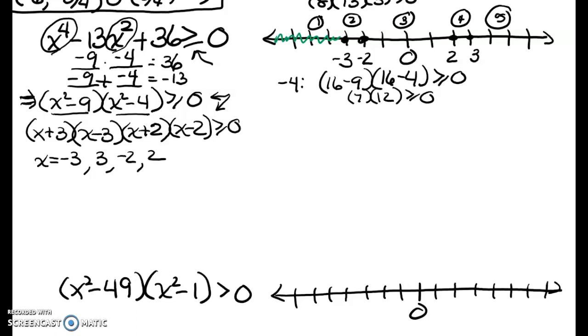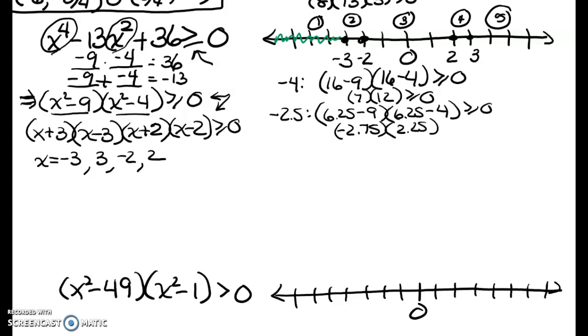So I'm going to pick a number between negative 3 and negative 2. So I'm going to pick negative 2.5. So when I square negative 2.5, I get 6.25 minus 9 and 6.25 minus 4 is greater than or equal to 0. This is going to be, let's see, a negative 2.75. This is going to be a 2.25 greater than or equal to 0. And a negative times a positive is a negative number. Negative numbers are not greater than 0, so that one's false.